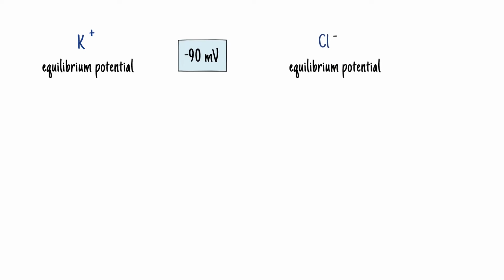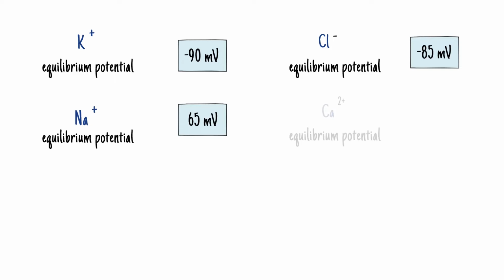The equilibrium potential for potassium is approximately minus 90 mV, for chloride minus 80 mV, for sodium 65 mV, and for calcium 120 mV. Now, when we get all these numbers, we use another equation called the Goldman equation. Again, there will be a video covering it. For now, let's just say that the equation considers how much each ion moves through the membrane.